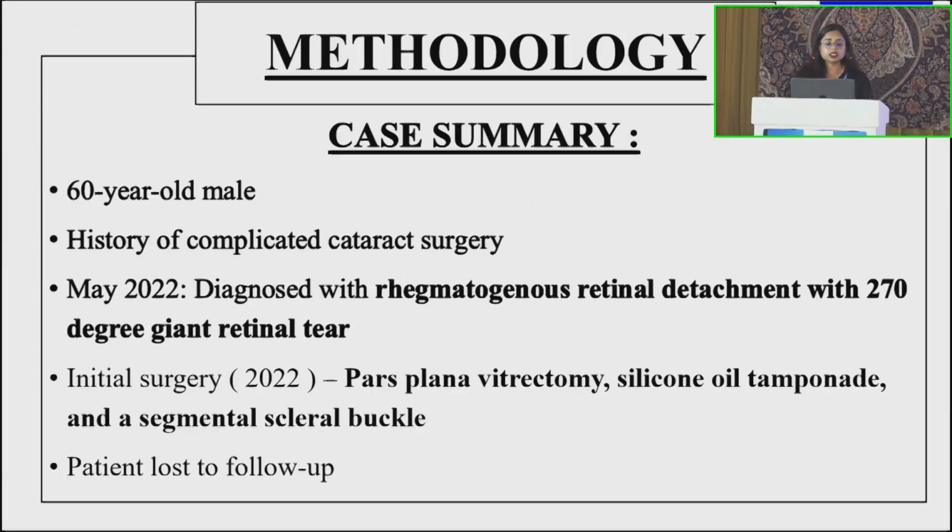Our patient was a 60-year-old male with a history of complicated cataract surgery who was later diagnosed with rhegmatogenous retinal detachment with a 270-degree giant retinal tear. He was managed with pars plana vitrectomy, silicone oil tamponade, and a segmental scleral buccal in 2022. Unfortunately, the patient was lost to follow-up.